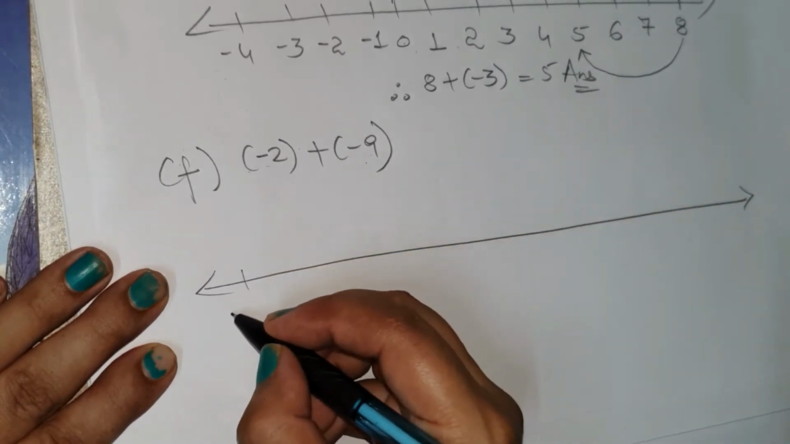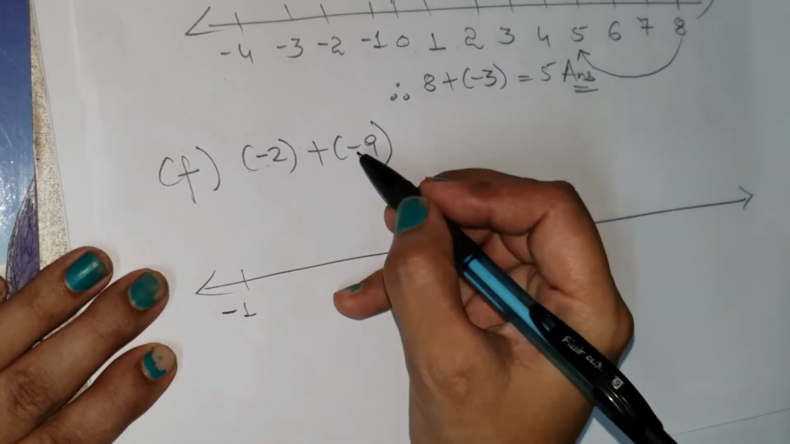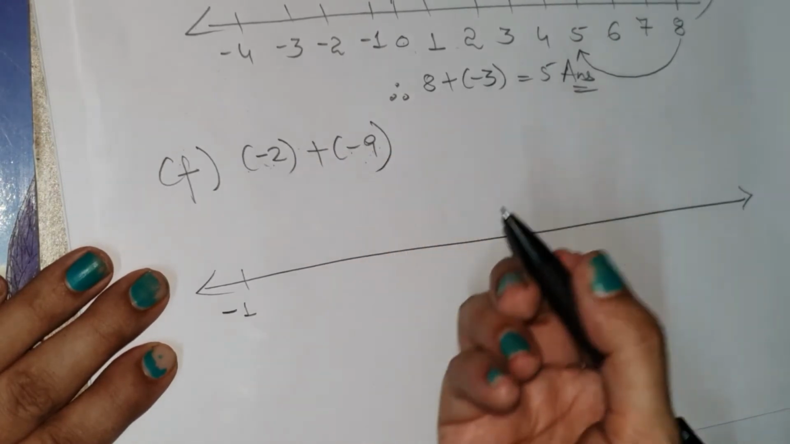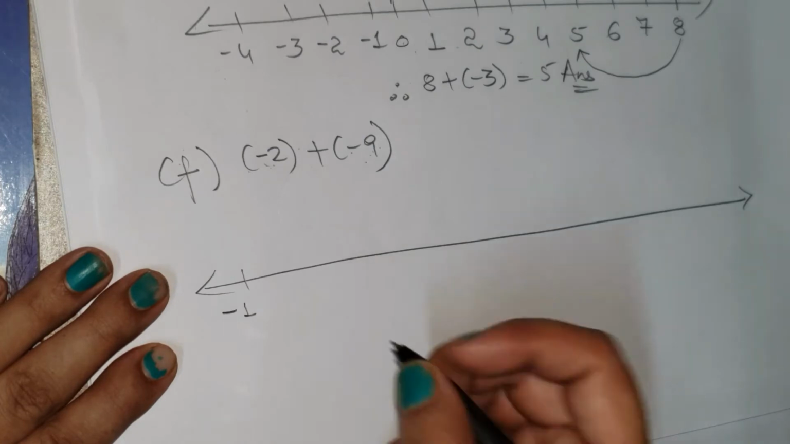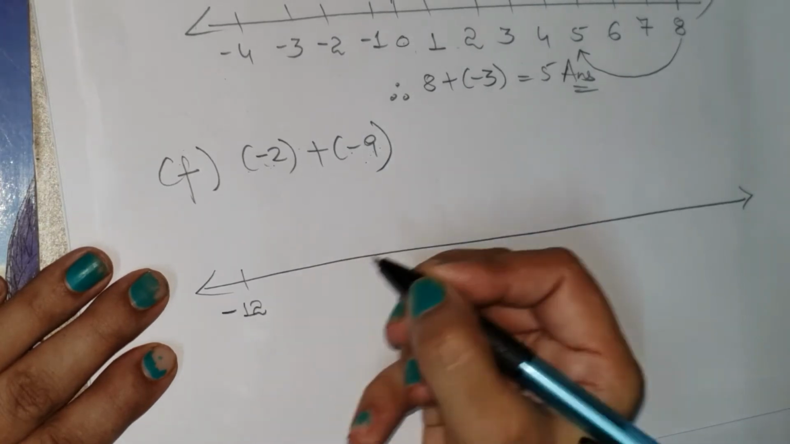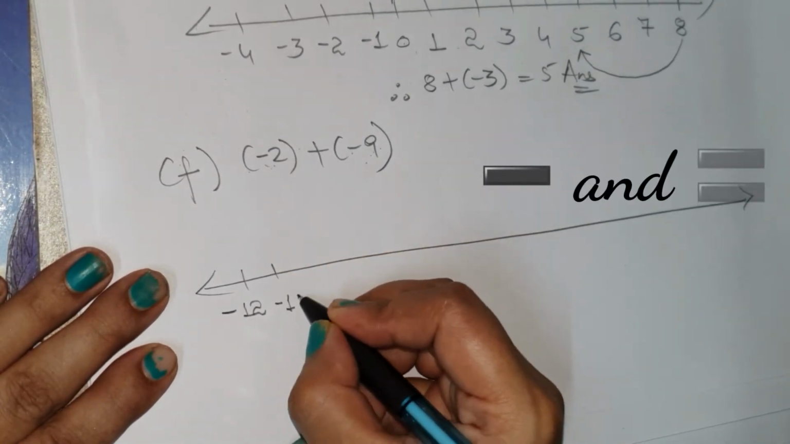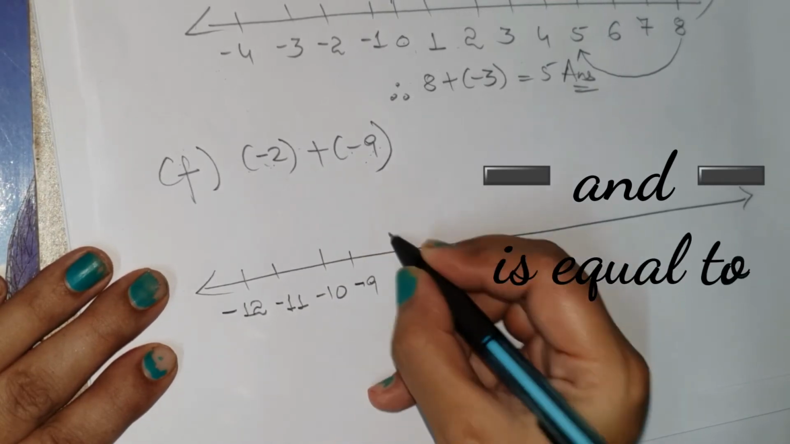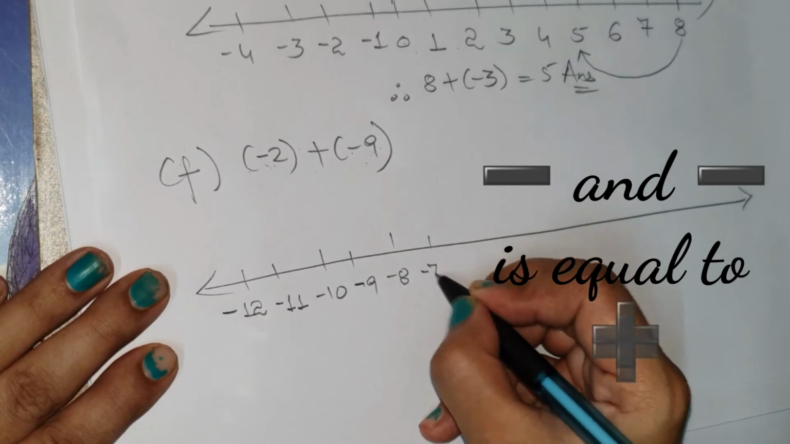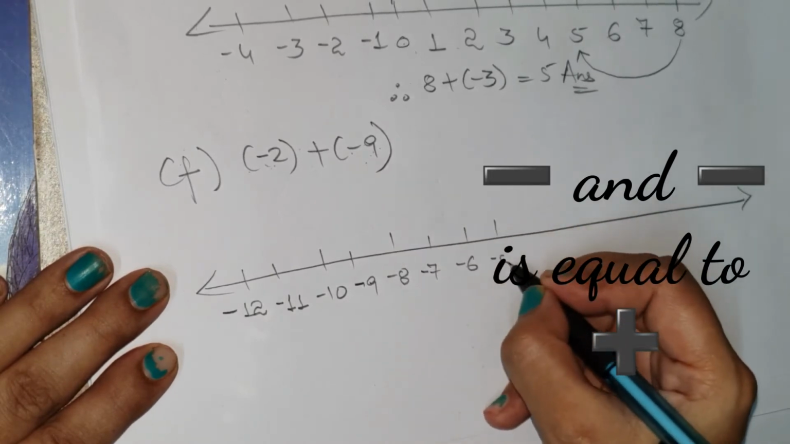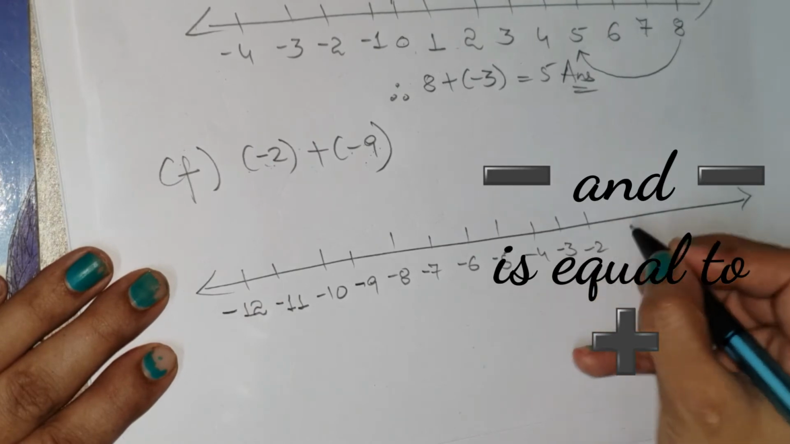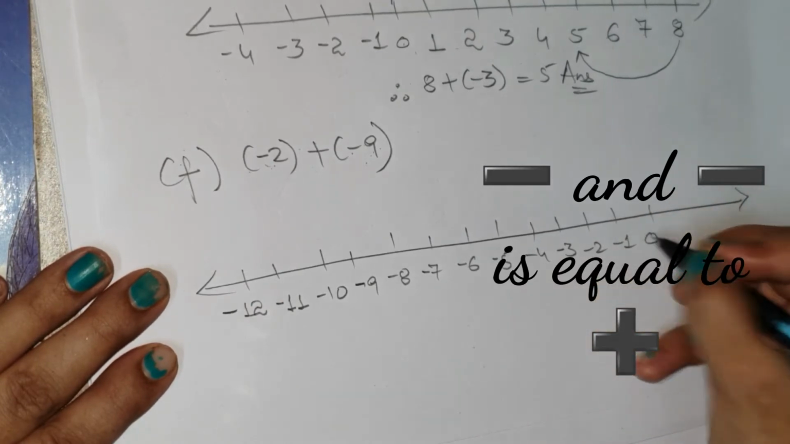So start from, at least in mind you can calculate it firstly. So 9 plus 2 is 11. So basically we need at least 11 numbers here. So I am starting from 12, one extra, minus 12, minus 11, minus 10, minus 9, minus 8, minus 7, minus 6, minus 5, minus 4, minus 3, minus 2, minus 1 and 0.